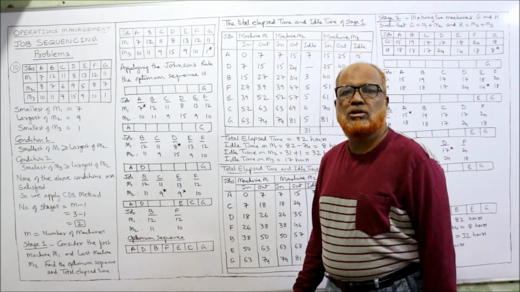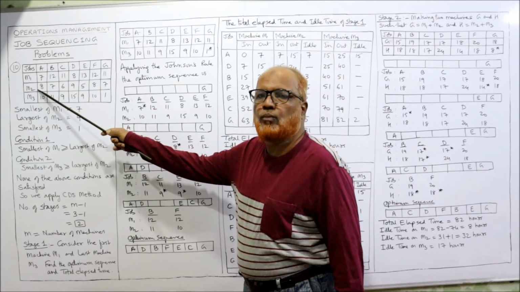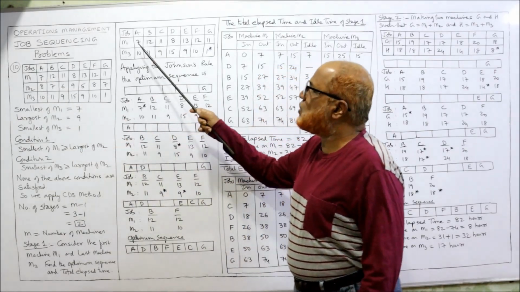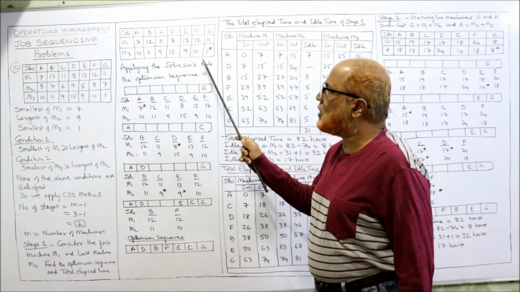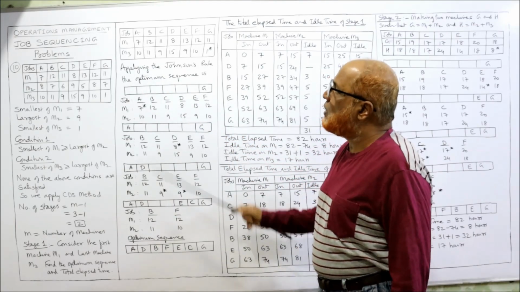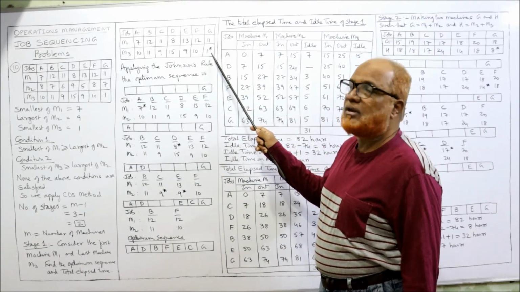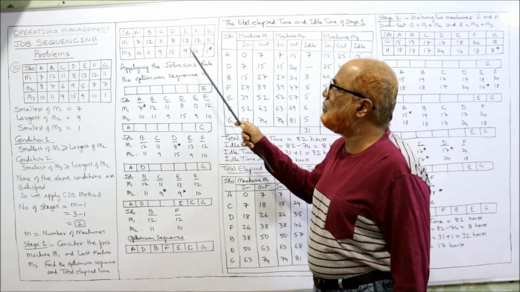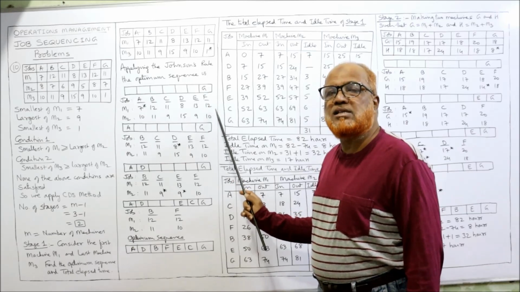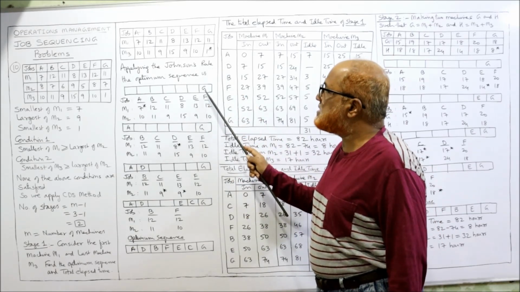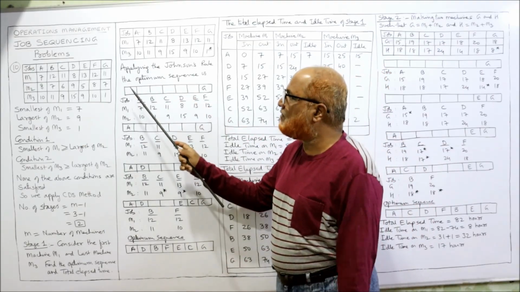The first stage: take the first machine and the last machine. Ignore M2. Only M1 and M3. So take all the processing times of M1 and M3. Applying Johnson's rule, we find the optimum sequence. What is the minimum time among all these processing times? 1 is the minimum. This is for job G on machine M3. And for the second machine, that means the right-hand side, we have to assign. So G will be assigned in the last cell. If the minimum is on the first machine, we would have assigned from the left.